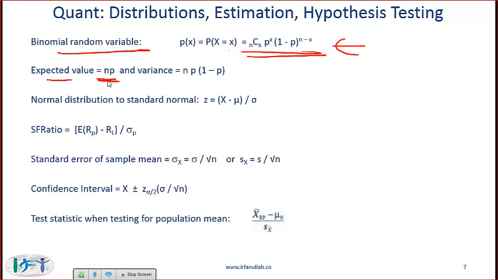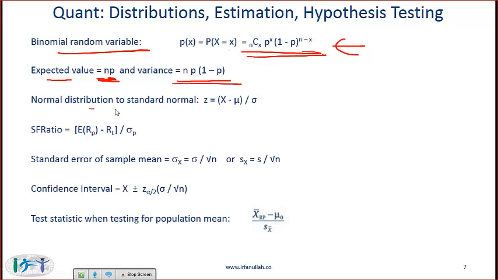Expected value is n, which is the number of times you do the test, and p is the probability of success, and this is the variance. So I'd say that these are type 2 and type 3, so make sure you know them.